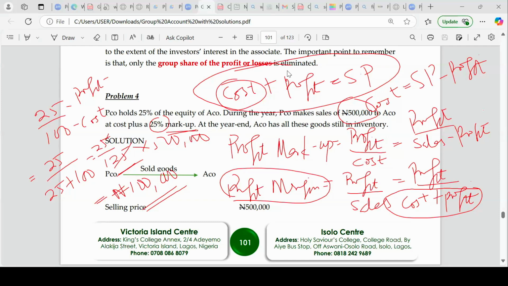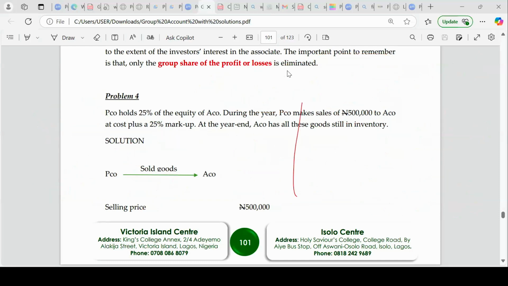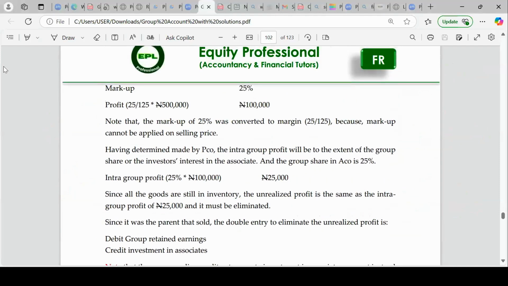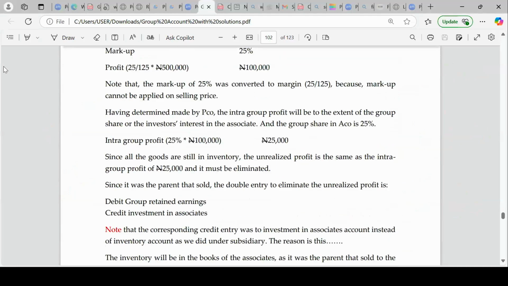So quickly, let's see how it was treated. How was this treated? We're told that note, markup, and so on. I'm going to leave it at that and say, I haven't determined the profits made by PICO. The intragroup profit will be to the extent of the group share or the investor's interest in associates. And group share in ACO is 25%. So we will only calculate 25% of 100,000.